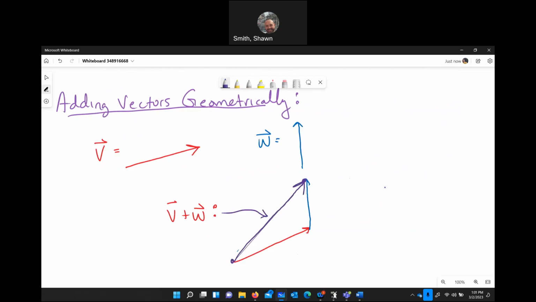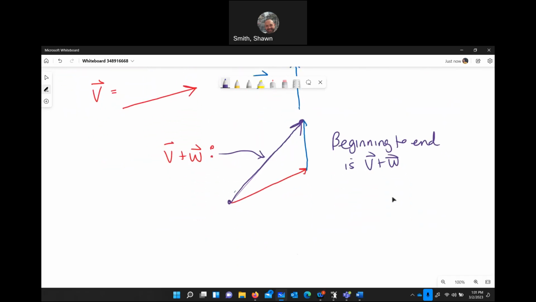So this works with more than two vectors too. You can add 3, 4, 5, 6, 7. You just keep connecting from the previous vector to its endpoint to the next, to the next, to the next. And where you begin and where you end is your final sum of all those vectors. So beginning to end is V plus W.